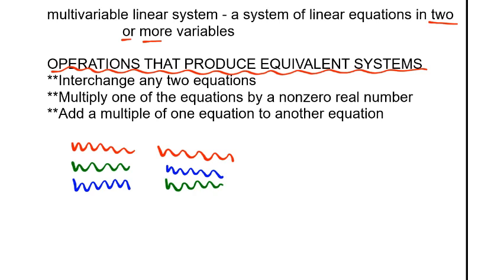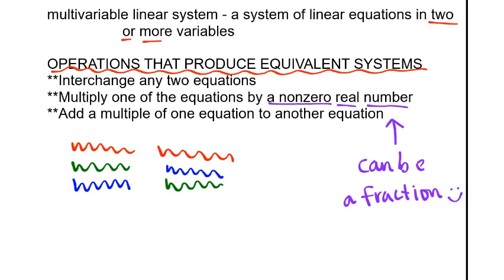Next, you can multiply one of the equations by a non-zero real number. Now, that means that it can be a fraction, a decimal, positive, or negative. It just cannot be zero. And last but not least, we can add a multiple of one equation to another equation.